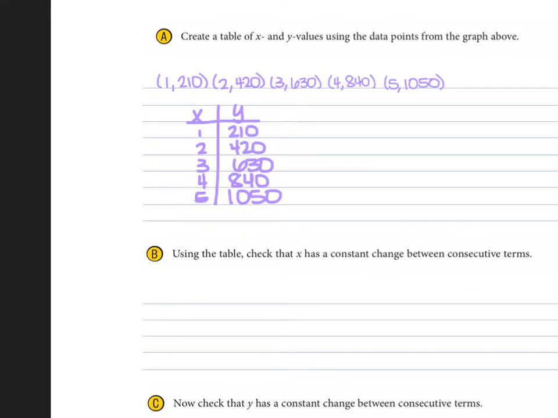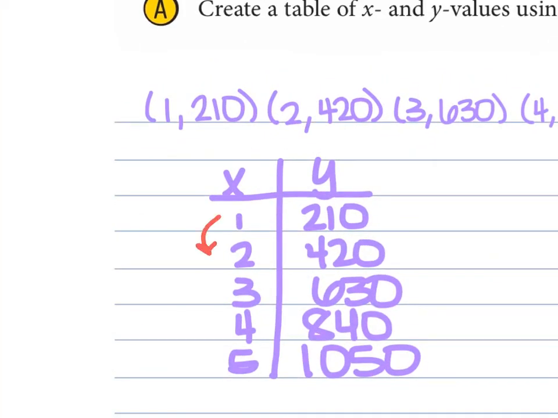Now we're going to use the table to check that the x values have a constant change between them. So if we look at that change, we're going up 1 from 1 to 2, from 2 to 3 we're going up 1, from 3 to 4 we go up 1, and from 4 to 5 we go up 1. So that constant change there is plus 1.